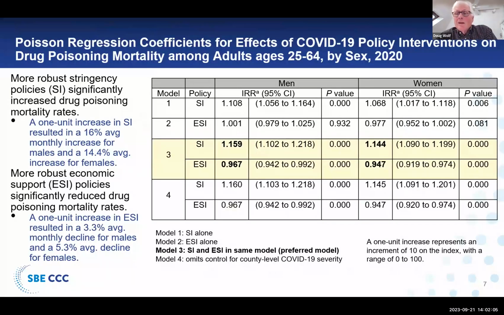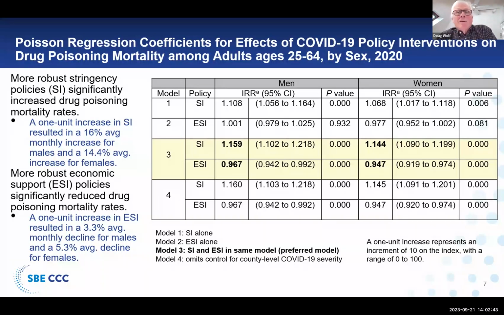I've described this two-stage estimator, and going direct to the result, this table shows you results from 4 different models. Model 1 looks at only the activity limitation policy. Model 2 looks at only the economic support policies. And the reason for showing those is for purposes of comparison. Several studies in the existing literature look at only one or the other by itself. We thought it was important to look at both.